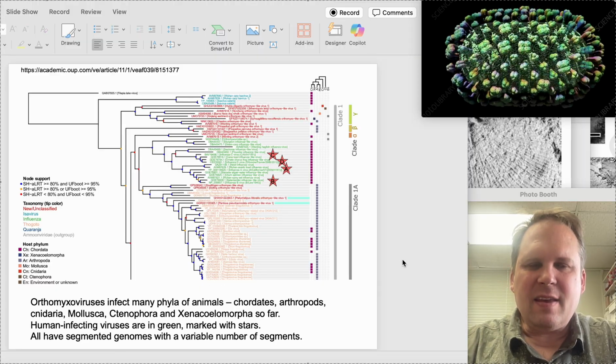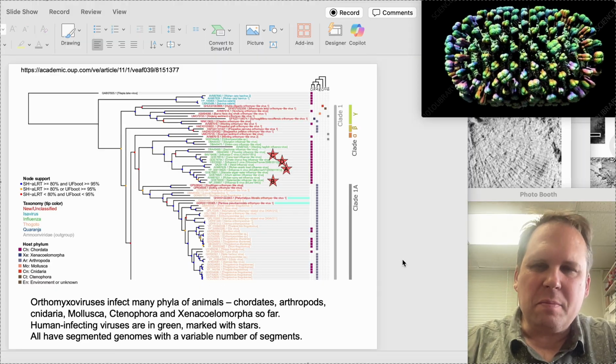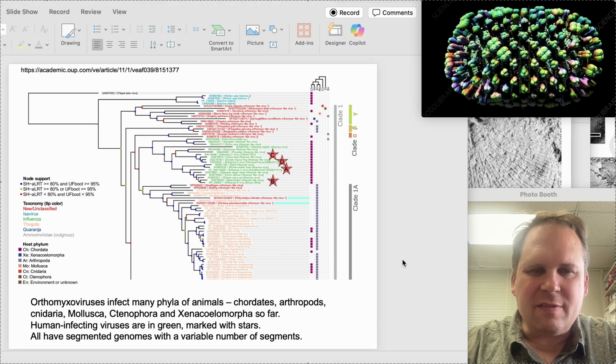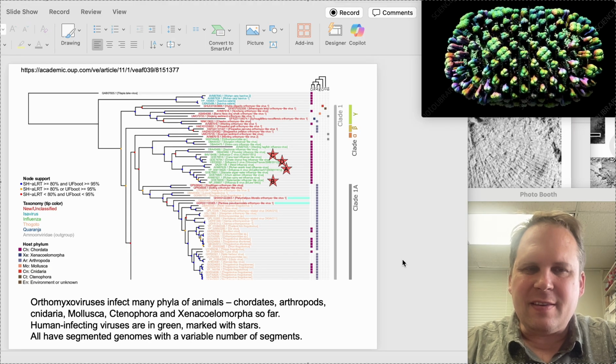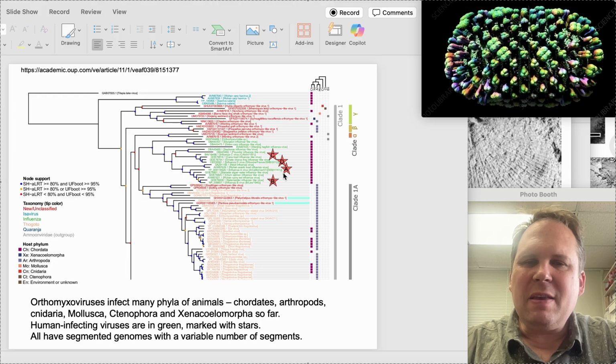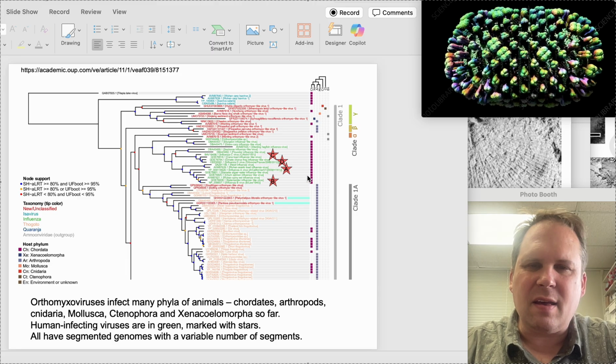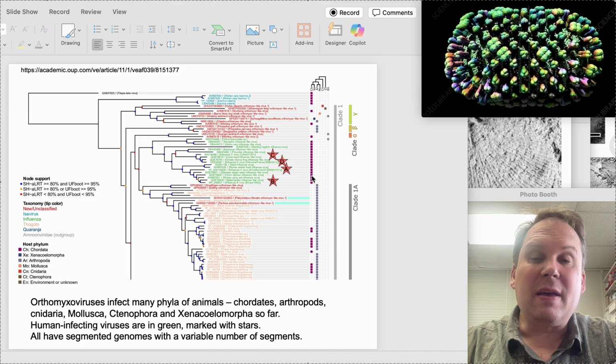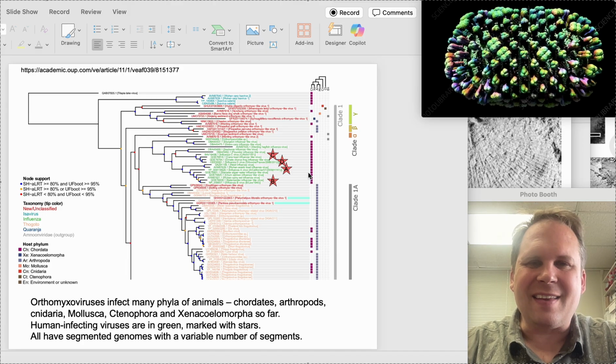So, influenza viruses and Orthomyxoviridae in general are not just viruses of mammals. The four influenza A, B, C, and D are shown here, and they're in this clade that mostly infects chordate animals, and a lot of those are mammals. But if you look a little further, you find all sorts of strange things.